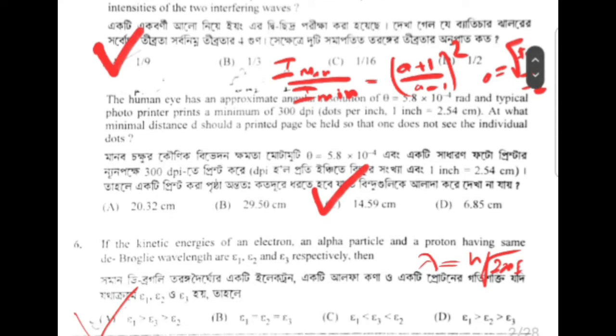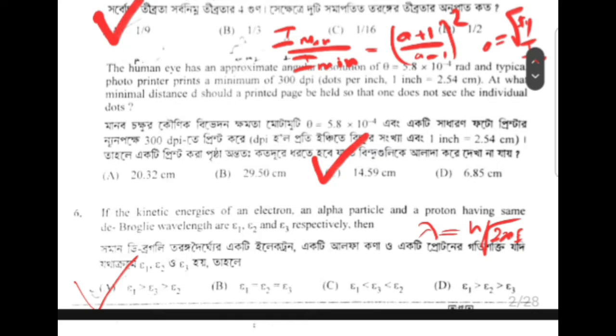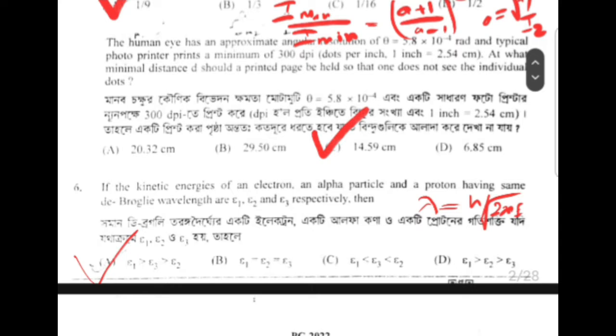Question number 6, if the kinetic energies of an electron, an alpha particle and a proton having the same de Broglie wavelength are E1, E2, E3, you just apply the mass relation between alpha particle, proton and electron, and the charge relation between them in the formula lambda equals h by root 2 mE. You will get the answer as option 1, that is E1 greater than E3 greater than E2.